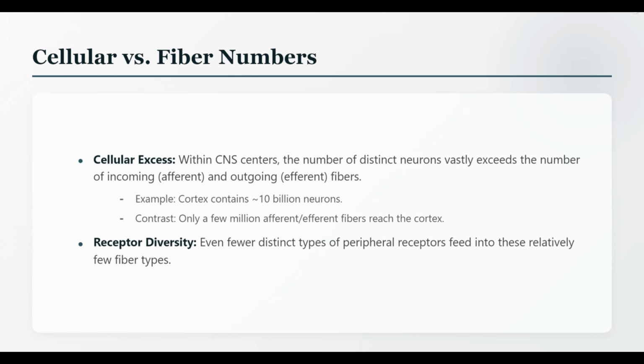And it gets even more extreme at the periphery. The number of different types of sensory receptors out there is vastly greater than the number of different fiber types carrying their signals into the brain. This sheer numerical disparity is crucial.